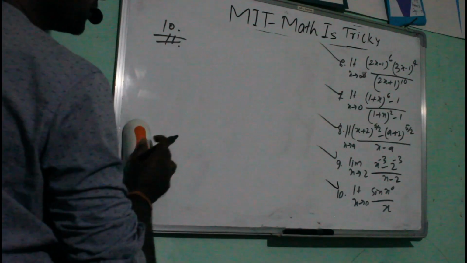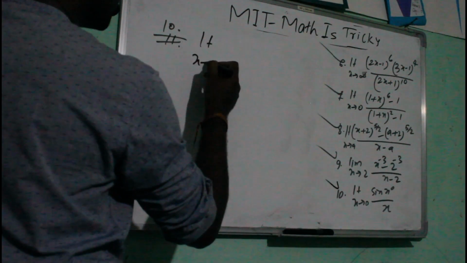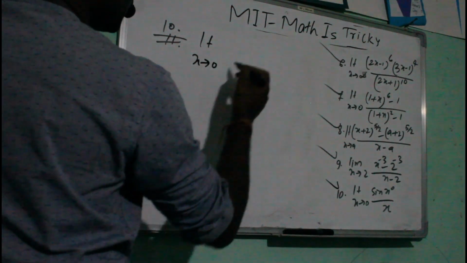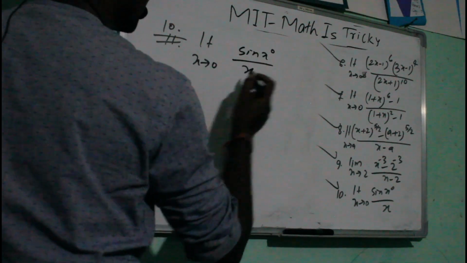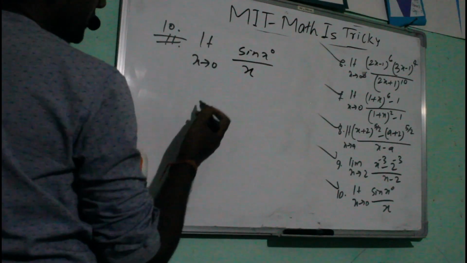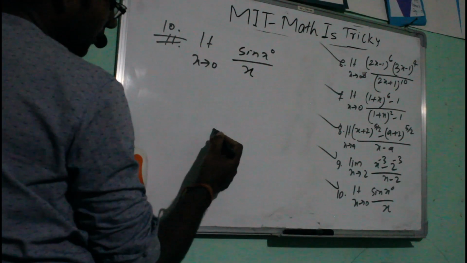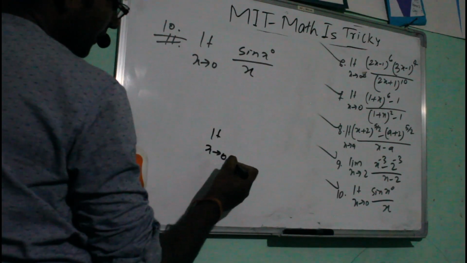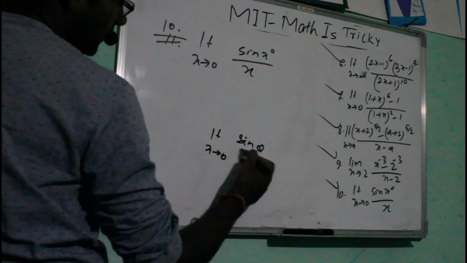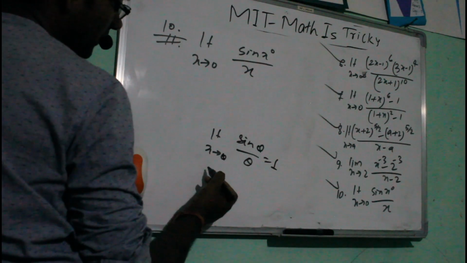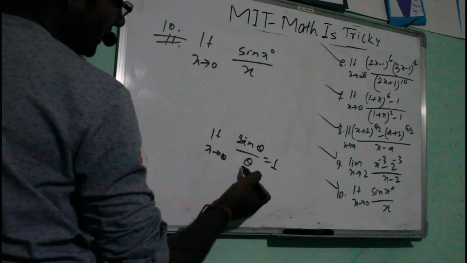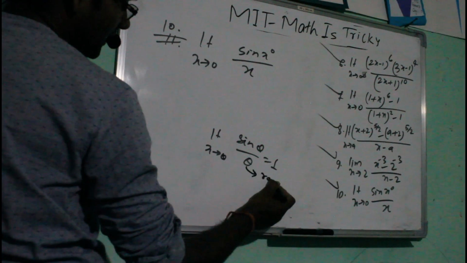Let's move to the last question. Limit x tends to 0, sine x degree by x. Okay, how to solve this? For this I'm going to use the formula limit x tends to theta, sine theta by theta equals 1. And in this case, what should we remember? Always remember that theta is measured in radian.